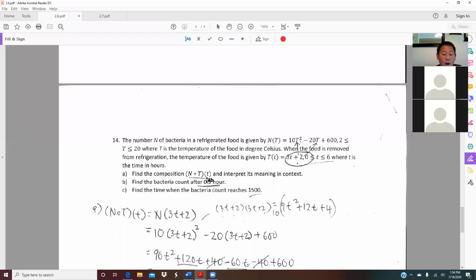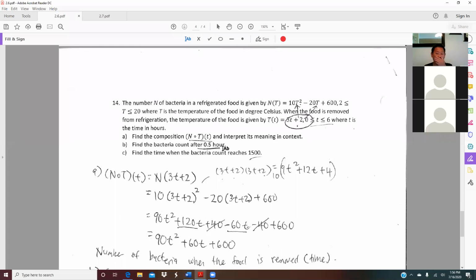Next one is a word problem. 14 is the last one. So n is the number of bacteria found in food in a refrigerator, given by 10T squared minus 20T plus 600. Don't forget these T are all caps. T in this case is between 2 to 20, and T is the temperature of the food. So this is to calculate how many bacteria grow in this case.